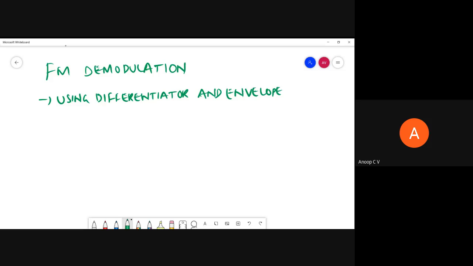Using differentiator and envelope detector. Envelope detector we have already learned. That is used to detect an AM signal. In AM, the information was lying within the envelope of the modulated carrier. By using a diode followed by a low pass filter, we were able to demodulate an AM signal. So we can use that in demodulating an FM signal also, but before using that we should use a differentiator.